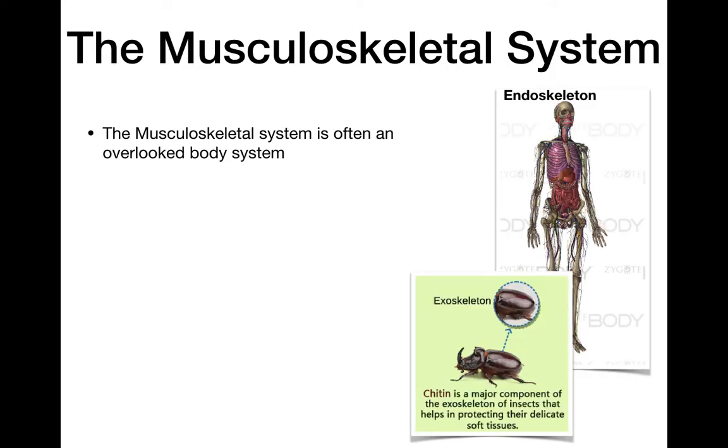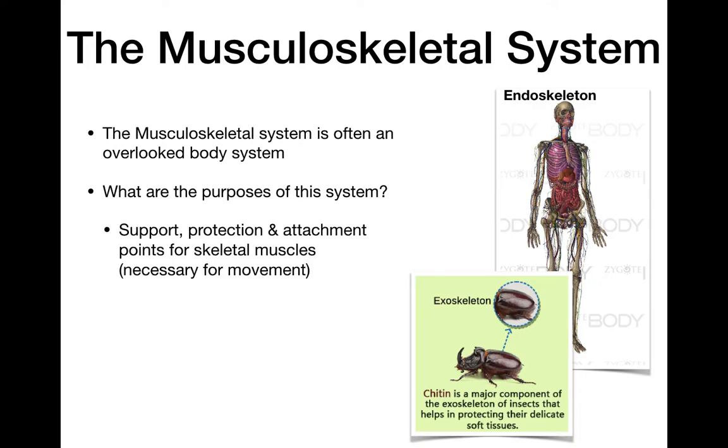So this musculoskeletal system is an important system. We often don't think about it. The purpose, of course, is to provide support, protection, and attachment points for muscle. You need to have attachment points for muscles to pull on so that you can move. No bones, no movement.